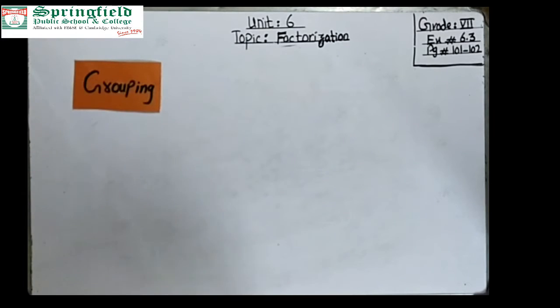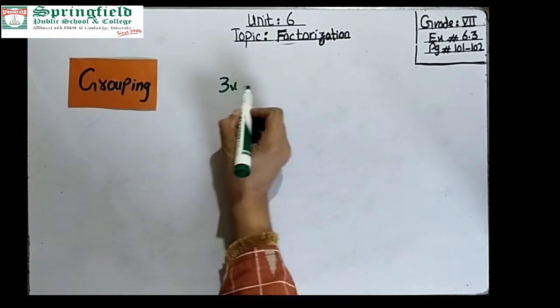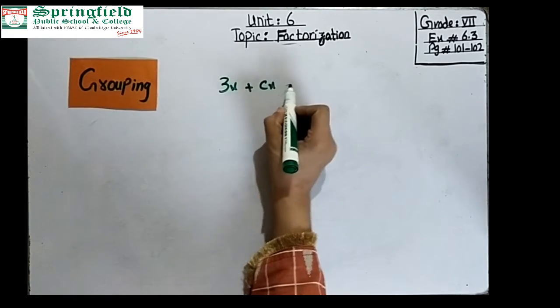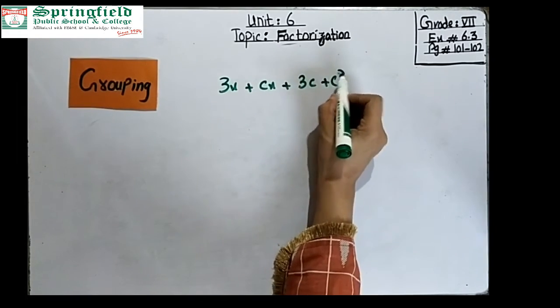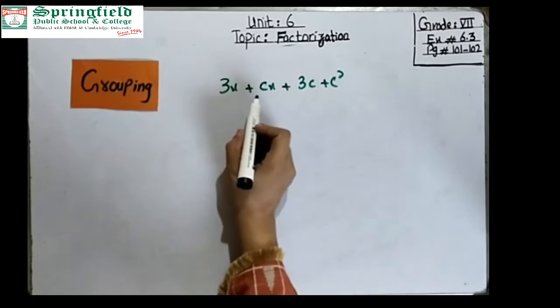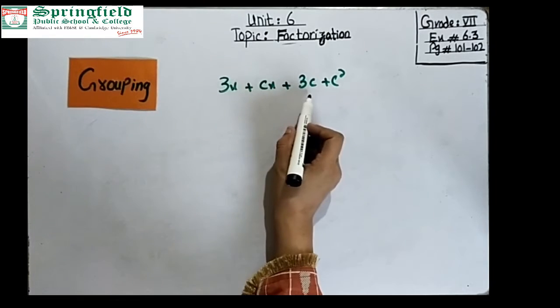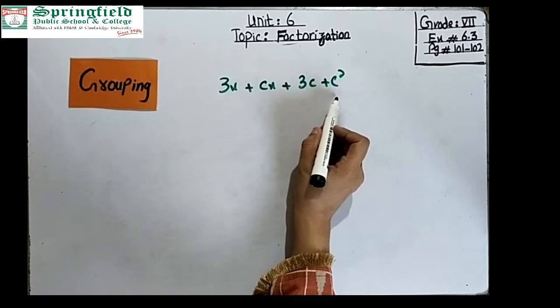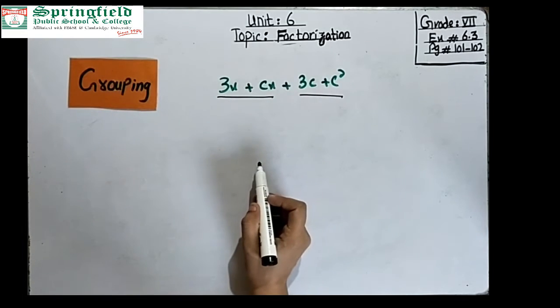So let's suppose our expression is 3x plus cx plus 3c plus c square. How can we factorize this polynomial expression? Grouping means we will make groups. How many algebraic terms are there? 1, 2, 3 and 4. There are 4 algebraic terms, so we can make groups of two algebraic terms. So there are 2 groups.